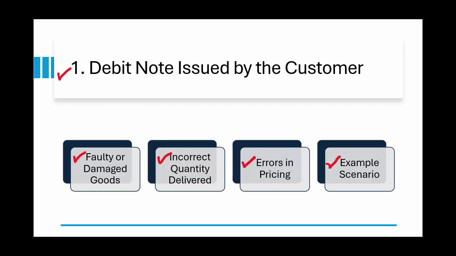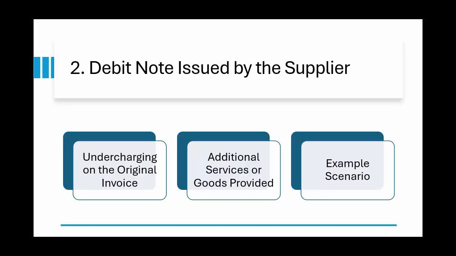Example scenario. Imagine that Company A orders 100 units of a particular product from supplier B. When the goods arrive, Company A finds that 10 units are damaged and therefore not usable. Instead of paying for the full 100 units, Company A issues a debit note to supplier B, specifying the need to reduce the total amount by the value of those 10 damaged units. The debit note thus serves as an official record, explaining why Company A will not pay the full amount, and it's a request for a credit adjustment from the supplier.